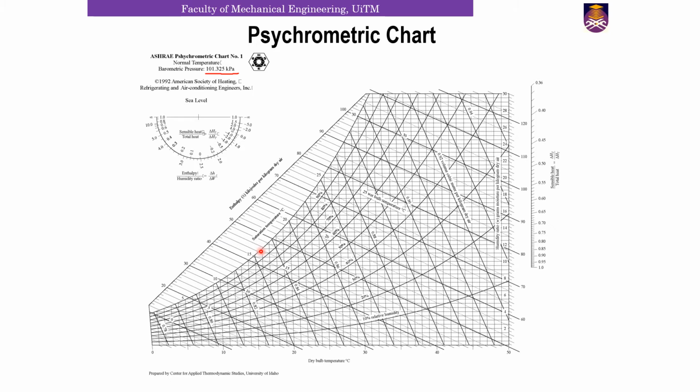And remember, again, we can only use the psychrometric chart when the pressure is 101.325. Nothing more, nothing less than this. Anything more than this or anything less than this value, you will need to use the formulas as we discussed earlier. So even 100 kilopascal you cannot use the psychrometric chart. It has to be 101.325 kilopascal or 1 atm.